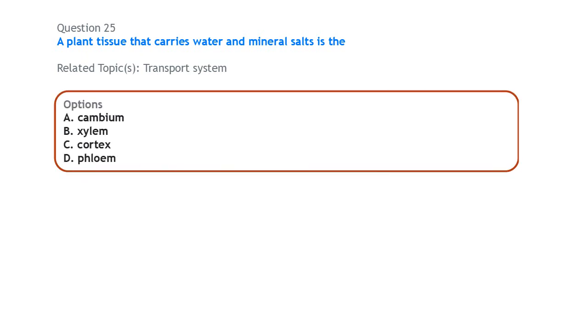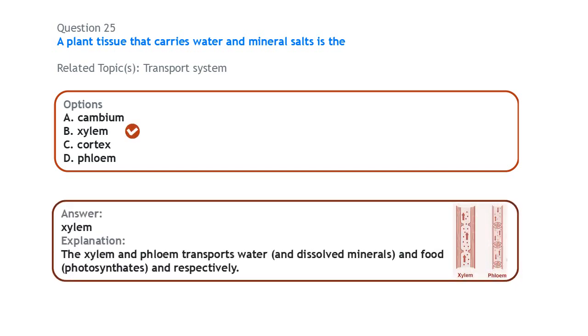Next, on transport system, a plant tissue that carries water and mineral salts is the xylem. The xylem and the phloem are the main conducting tissues in plants. The xylem carries water or dissolved minerals, while the phloem carries photosynthate, that is the food that is manufactured through photosynthesis. So you can think of the xylem as the water conducting tissue and the phloem as the food conducting tissue.